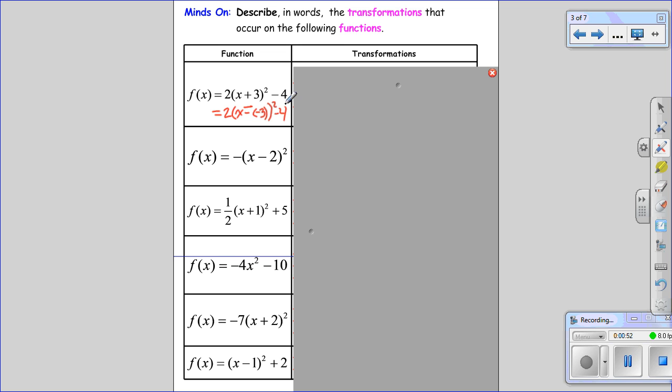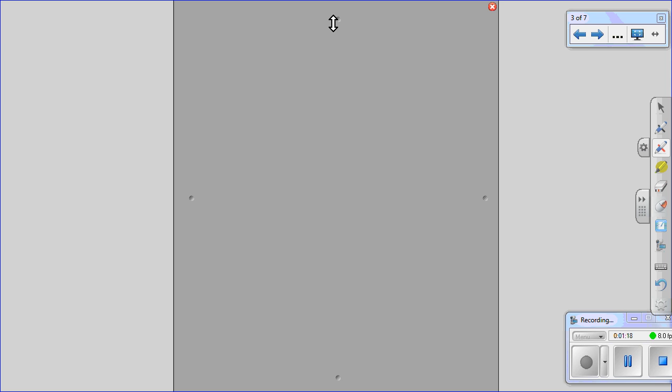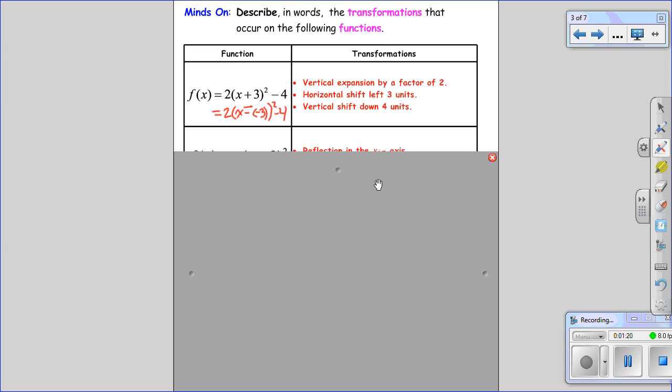And finally, the minus 4, it's tagged onto the end. It's affecting the y values, and it's telling us that we have a vertical shift down 4, because when we subtract, things are getting smaller. The next equation, f of x is negative, means it's a reflection in the x-axis. And this x minus 2, again, it's really x minus positive 2, which tells us we have a horizontal shift to the right 2 units.